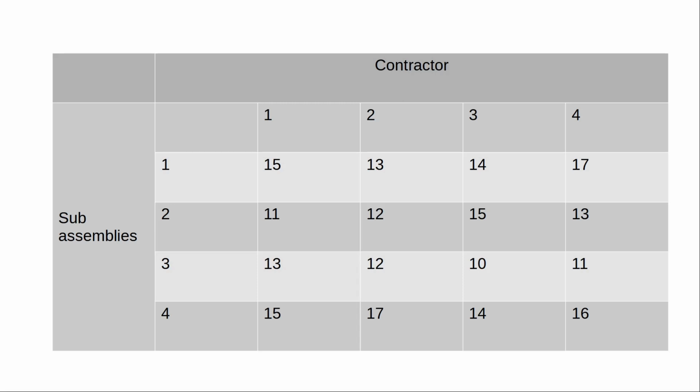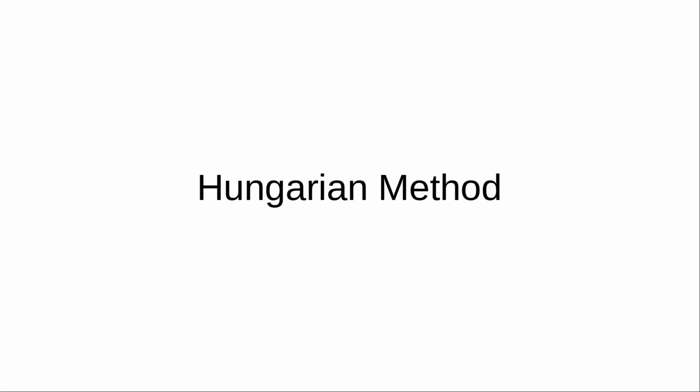So how do we do an allocation of these sub-assemblies to contractors so that the cost is minimum? For that, we use the Hungarian method. Now, how do we use the Hungarian method? What is it?